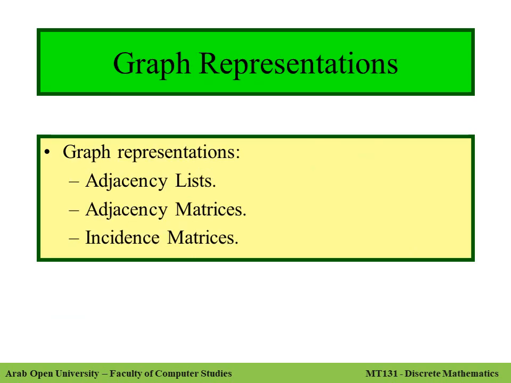Next, we would like to discuss graph representations. A graph can be represented using an adjacency list, an adjacency matrix, or an incidence matrix. We will look at examples of the 3 different ways to represent a graph. We will do this for both directed and undirected graphs.